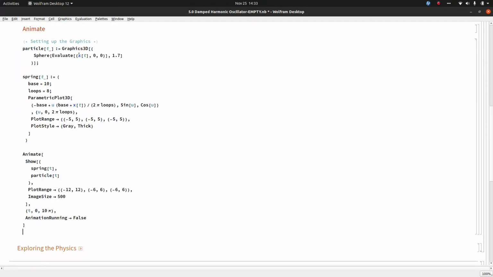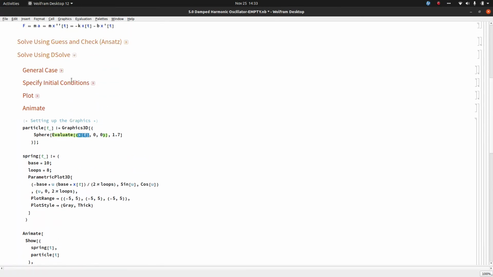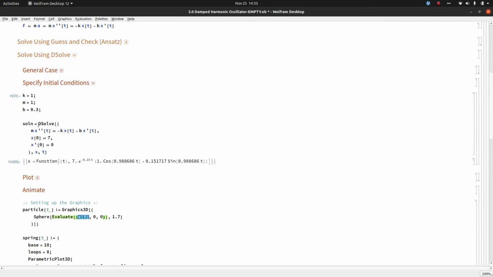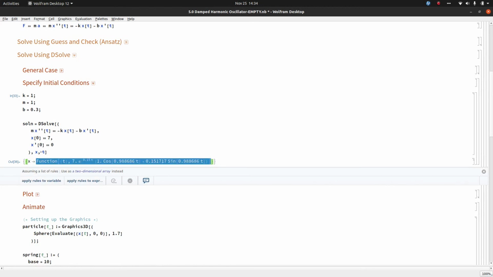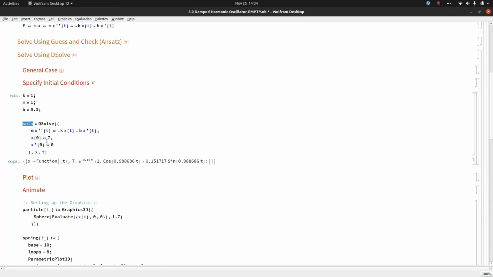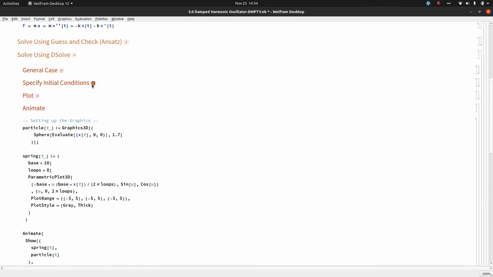Now, you'll notice my x of t is blue because I haven't actually defined what x of t is. When we did DSolve and we solved for that, we didn't actually say x equals anything. We said there is a solution that you get where x becomes this function. But that solution was stored in a variable called soln for solution. So I need to replace these x of t's with that solution.